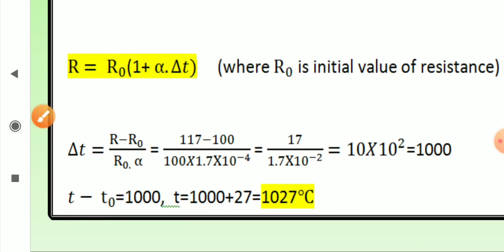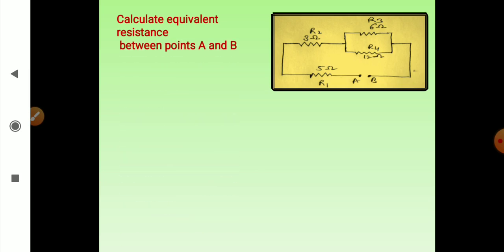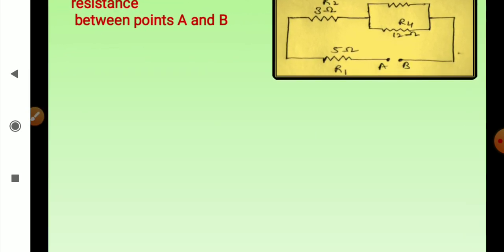Okay. So you can get a similar problem to find out resistivity also. Okay, now here comes the combination. Calculate the resistance between points A and B.